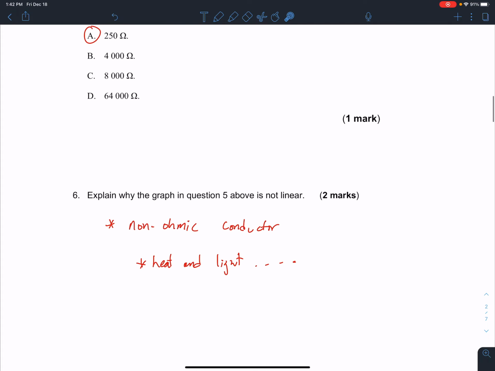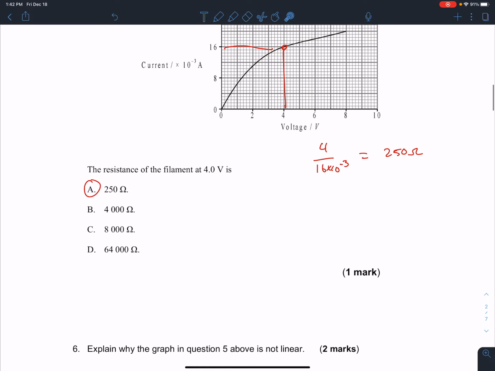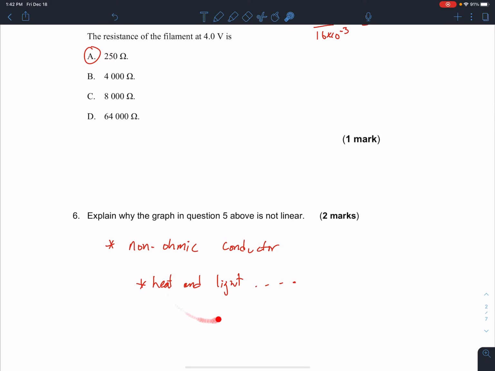All right, now the reason it's not linear is because, yes, tungsten filaments are non-ohmic conductors. When electricity runs through them at a particular voltage, they start to heat up and they produce light. So some of the energy goes to producing heat and light.